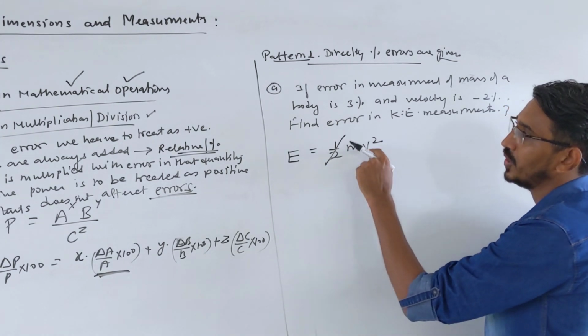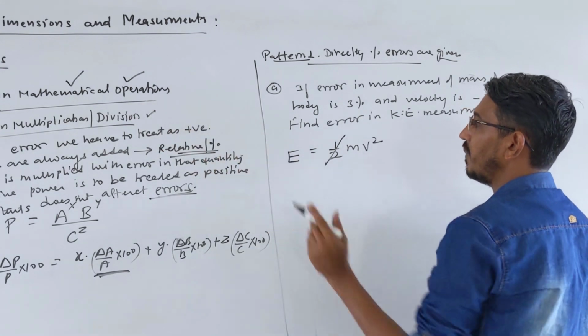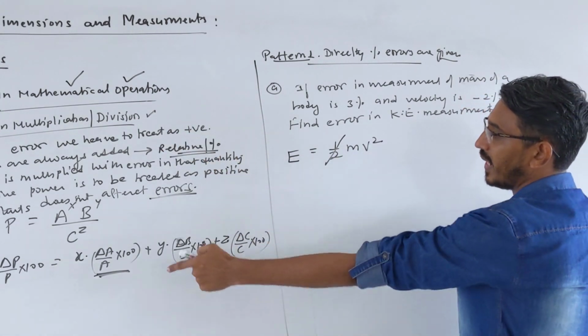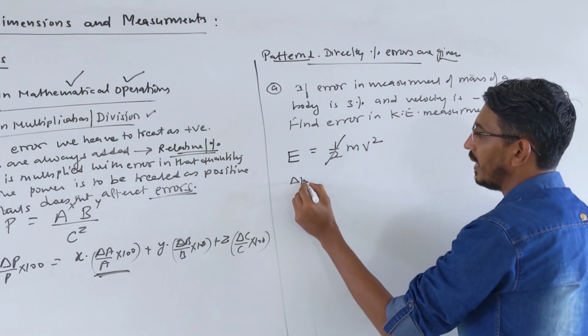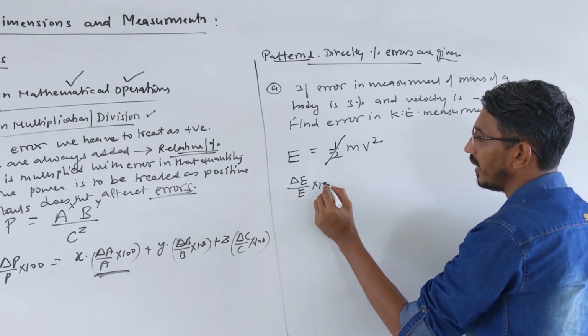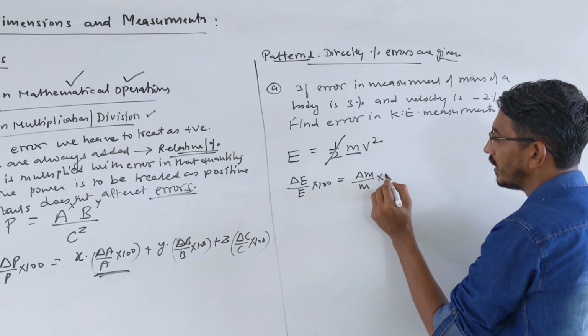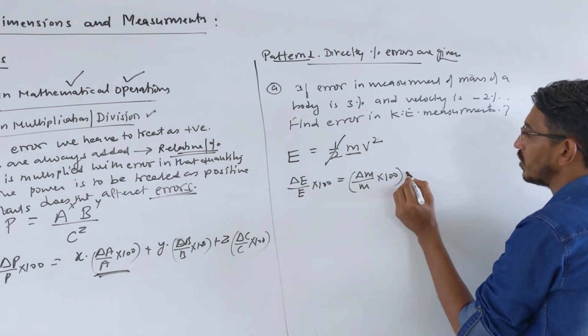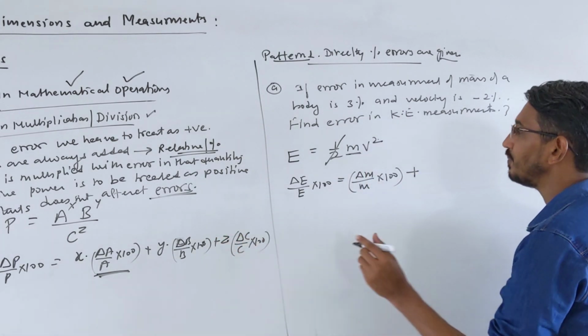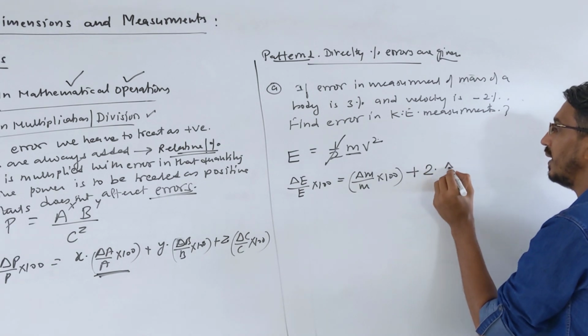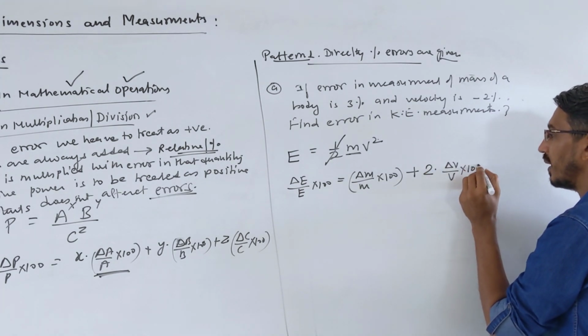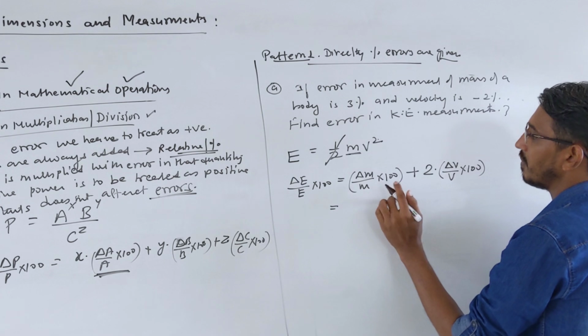Now you will see these two things are multiplied, right? mv square. So this is the multiplication or division topic. So directly you write that format. You write del E by E into 100 is equal to del m by m into 100. Now on v there is a power, so plus always, we have to add 2 times del v by v into 100.